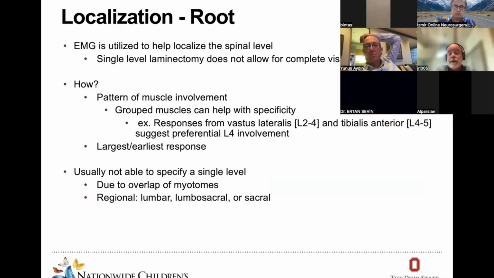It's important that you have a very good understanding of the localization of the nerve roots if you're going to do a single level laminectomy. It does not allow for complete visualization. It basically revolves around a pattern of muscle involvement. Muscles in the single level laminectomy are grouped according to specificity. Responses from vastus lateralis and tibialis anterior suggest a preferential L2 to 4 involvement.